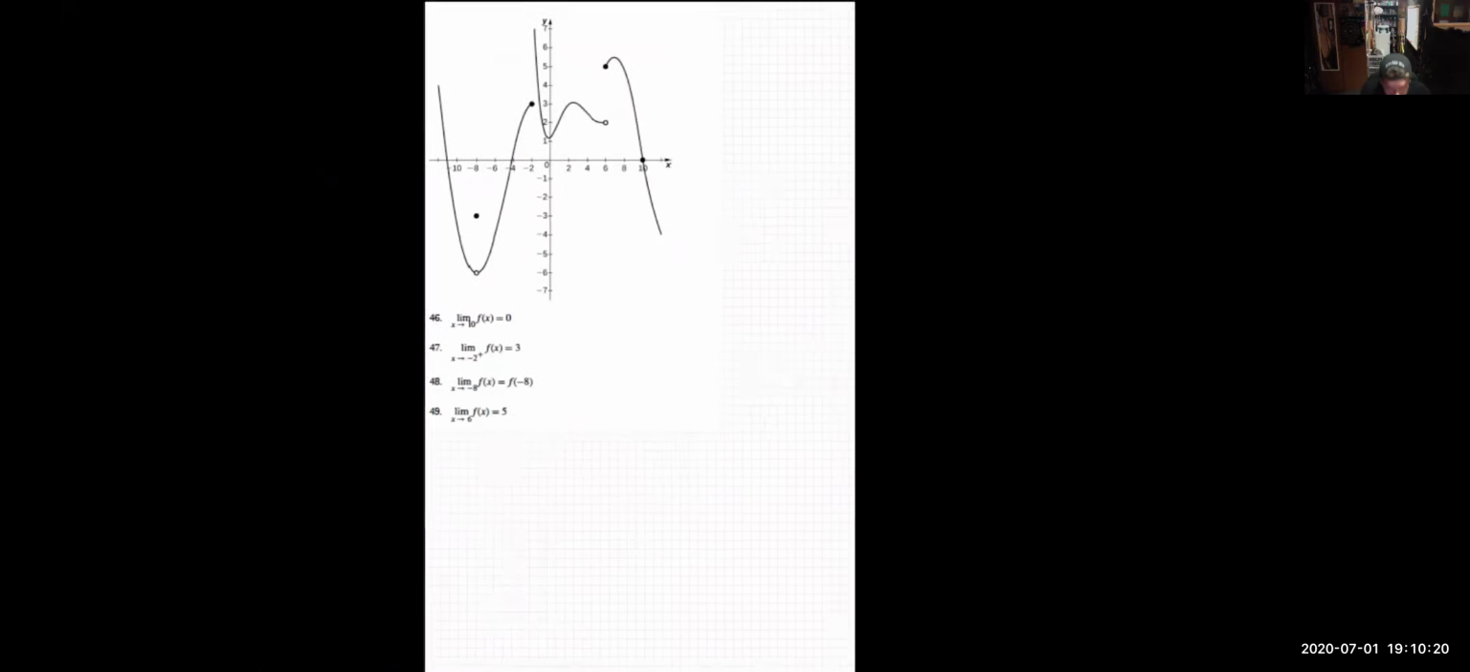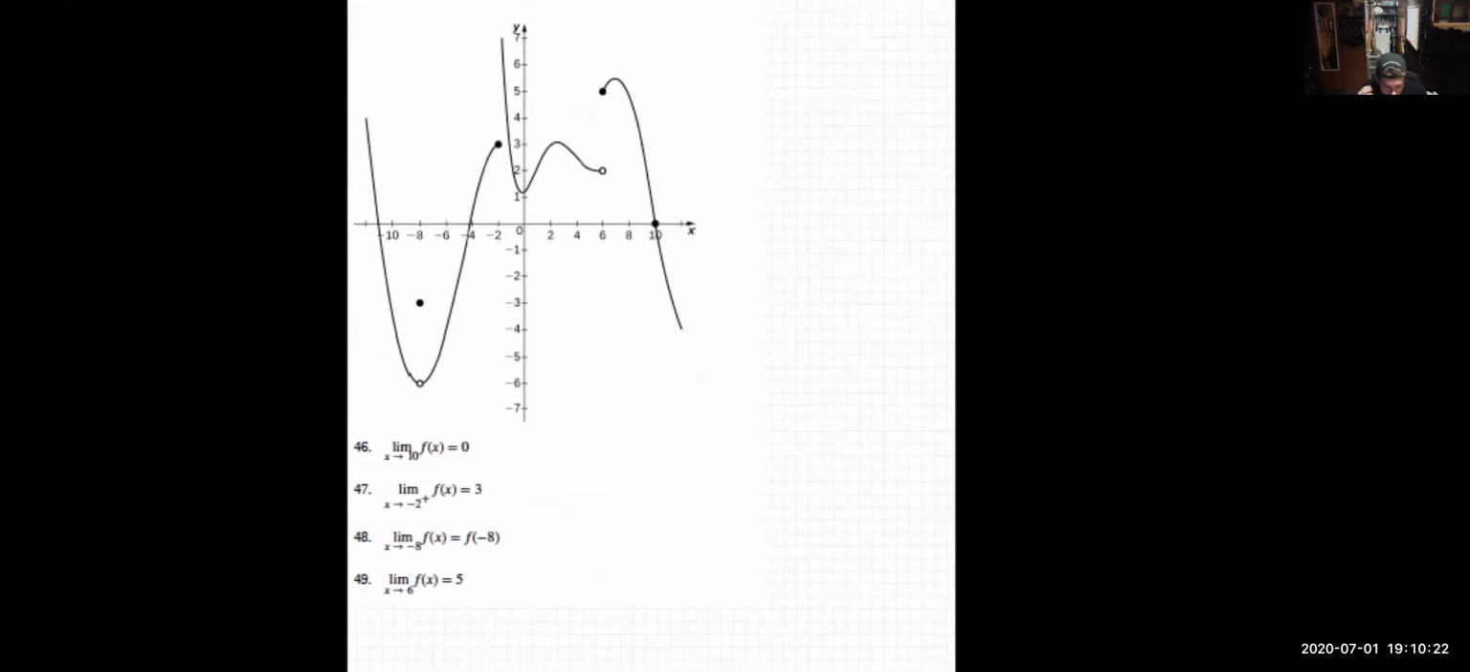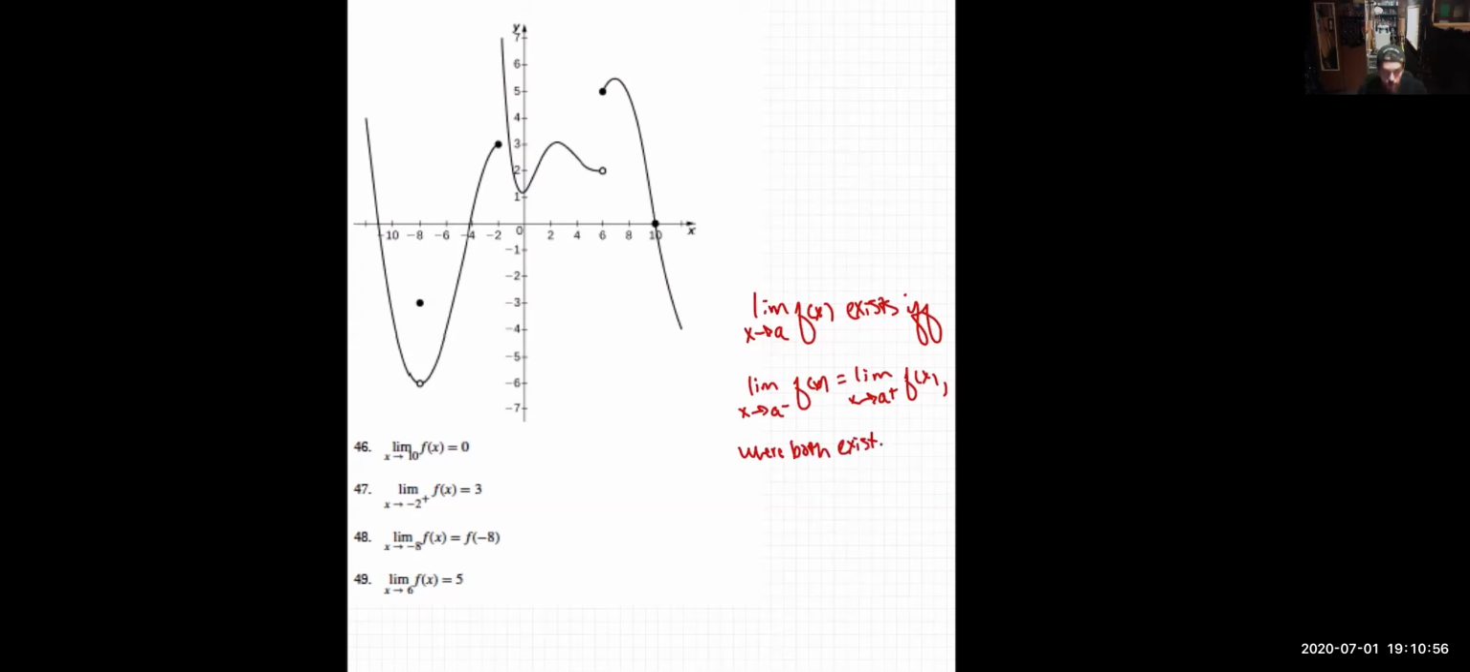Okay, so now looking at this final example, we're given a graph to interpret, and we want to verify whether these statements below are true or false. So they're claiming the limit as x approaches 10 of f of x equals 0. Let's see, a limit exists, the limit as x approaches a of f of x exists if and only if the left-sided limit is equal to the right-sided limit, where both exist. This is the definition that we're going to be using.